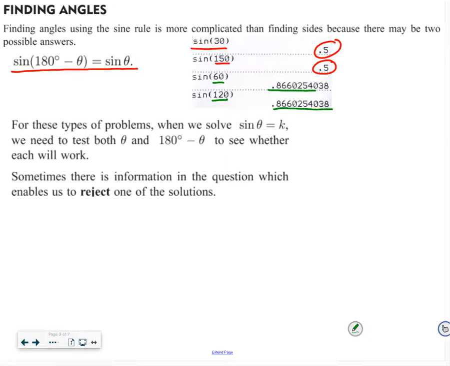So for these types of problems, not only do we have to solve for our theta, but sometimes it could be a second triangle that we're trying to find, and that angle could be 180 degrees minus theta. Sometimes this is called the ambiguous case for the triangles. Not all the times is there two triangles. Sometimes we're able to reject one of these solutions based upon the information we get. So let's go ahead and look at an example here.